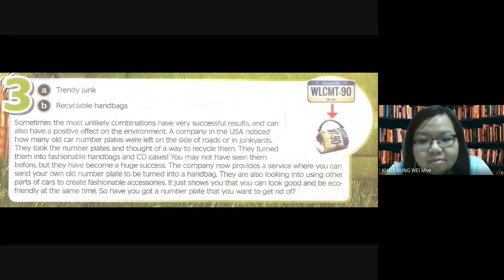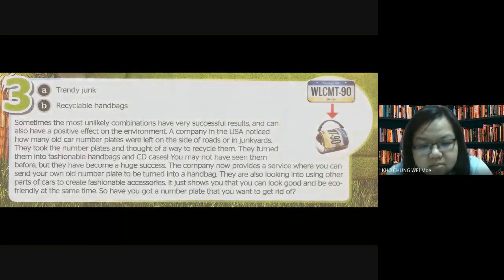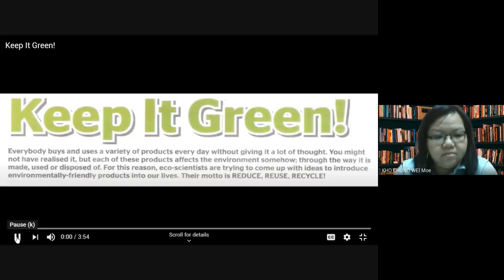The company now provides a service where you can send your own old number plate to be turned into a handbag. They're also looking into using other parts of cars to create fashionable accessories. It just shows you that you can look good and be eco-friendly at the same time. So, have you got a number plate that you want to get rid of? Keep it green.